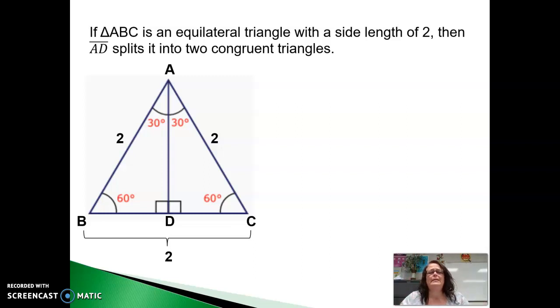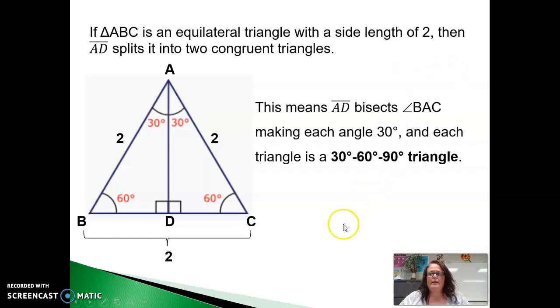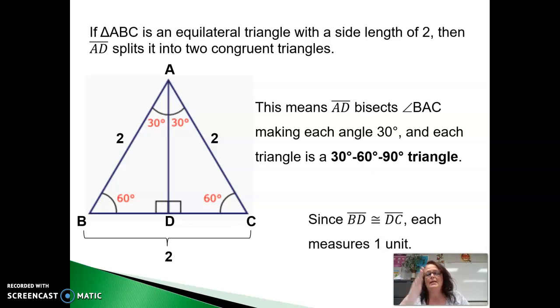So if we let the big triangle be an equilateral triangle with a side length of 2, then that AD being perpendicular is going to split it into two congruent triangles. So one of the things that happens is angle A gets split in half, and so the 60 becomes 30 and 30. And so then I have a 30, 60, 90 triangle on the left and a 30, 60, 90 triangle on the right. And since AD is chopping the side in half, because I have two congruent triangles, chopping the 2 in half gives me 1 and 1. So the length of BD is 1 and the length of DC is 1.